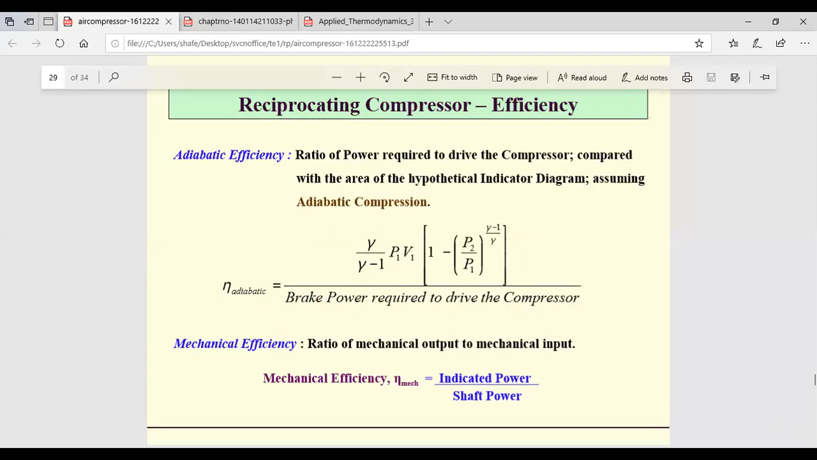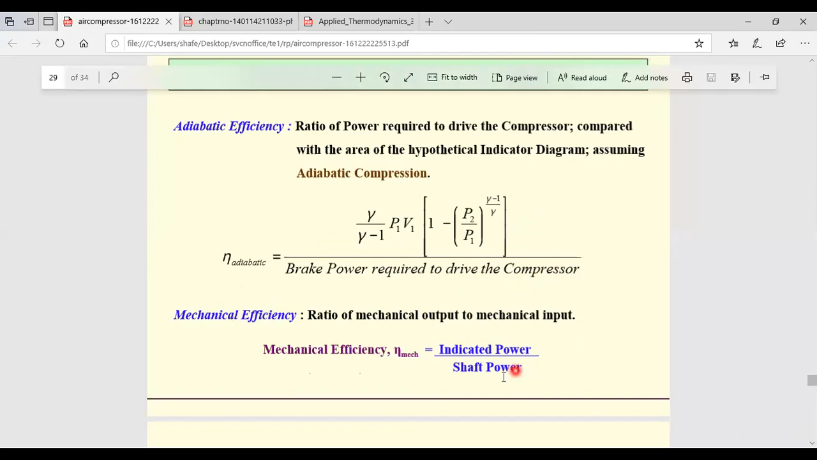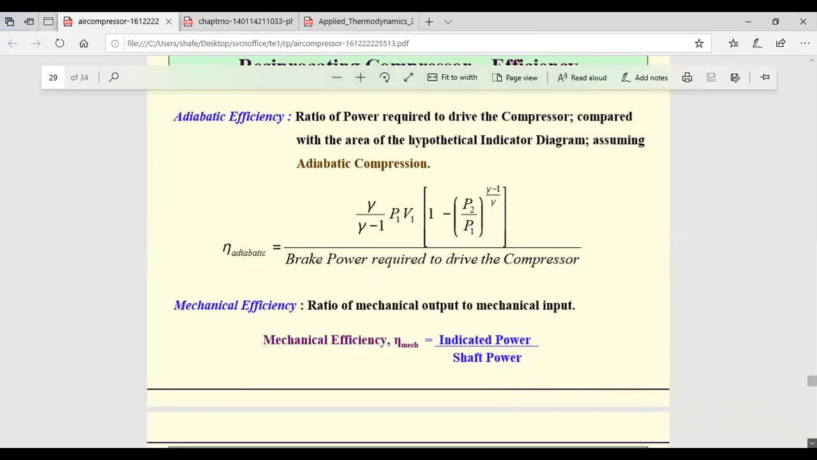Okay. Next, finally, you have something called mechanical efficiency. So you know what is the final power? I'll be giving some shaft power, that is the input. And the output is in terms of the indicated diagram power. So indicated power by shaft power is called mechanical efficiency. That is mechanical output by mechanical input. The mechanical input I'll be providing through a motor or some sort of prime mover. Then the output will obviously be in terms of pressure rise. So that's called mechanical efficiency.